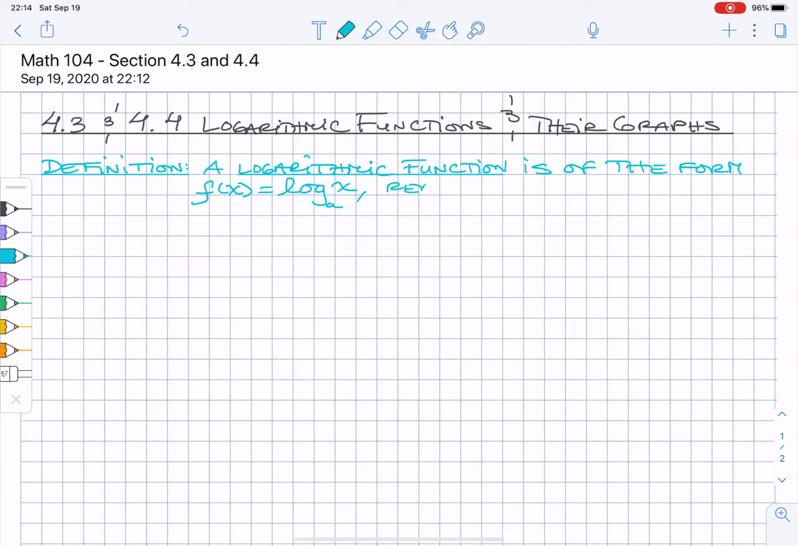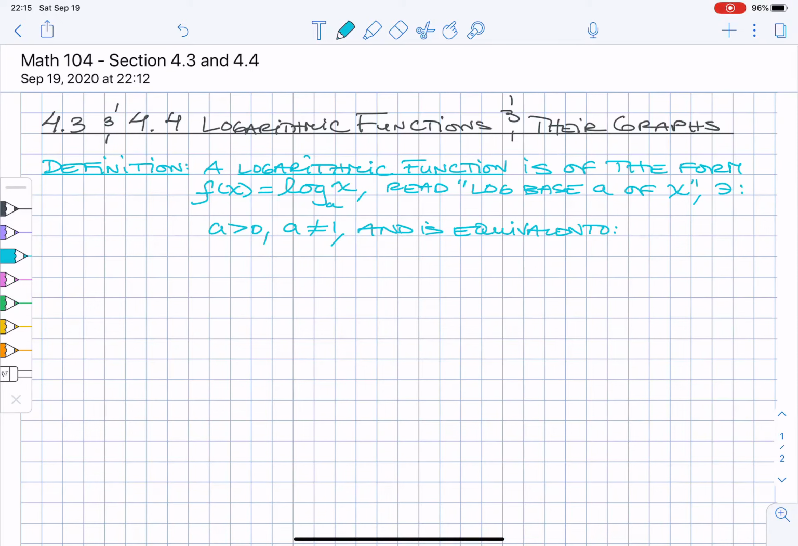So read aloud: log base a of x, such that a is greater than 0 and a is not equal to 1, and is equivalent to a to the f of x is equal to x. So let's note, what do I mean by that?